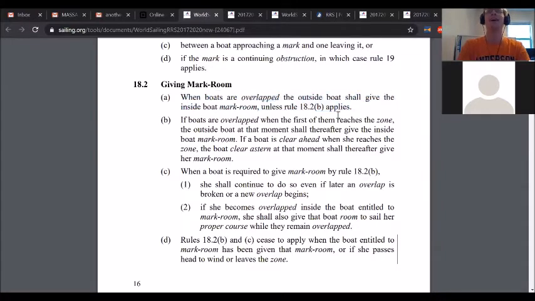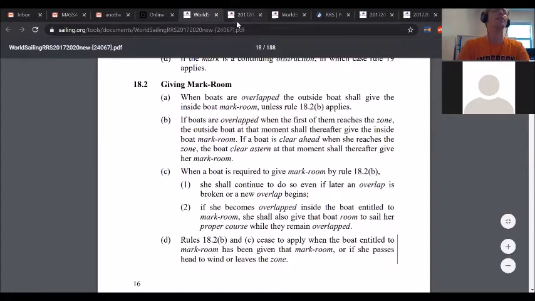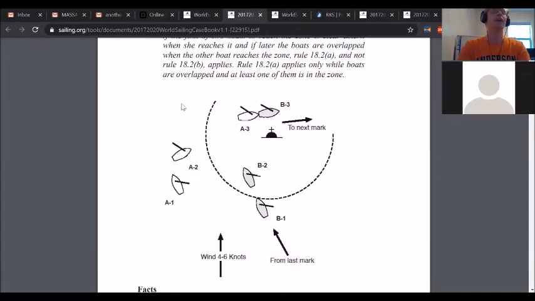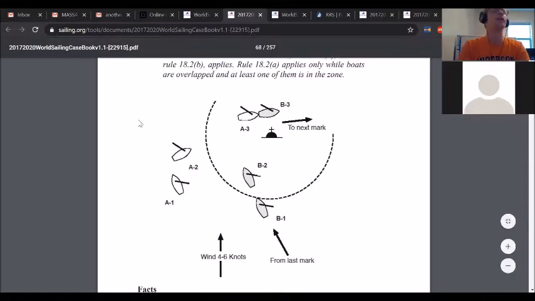So that is another, oh, cool, interesting, okay. Because I definitely would not have puzzled it out without this case to see. So again, we don't have to walk through this whole thing, but that is just showing us the difference. So under 18.2a, boat B is the inside boat at the mark, and he is owed mark room. So in this particular case, when boat A ran into the back of him, it was boat A's fault. They were disqualified. All right, cool.